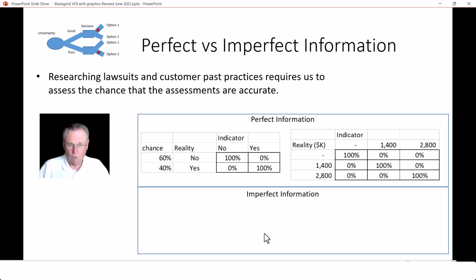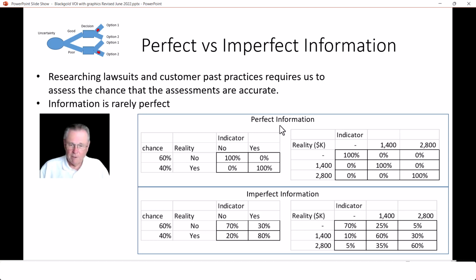In a perfect information world, the reality of the customer is no, they would not sue us, and therefore the indicator would be no, 100%. Or yes, they would sue us, there would be 100%. In the case of the lawsuits, the realities are 0, 1,400K, 2,800K, and I've shown that this is the diagonal of 100. In other words, if we would win, it's a 100% chance. This is perfect information again.